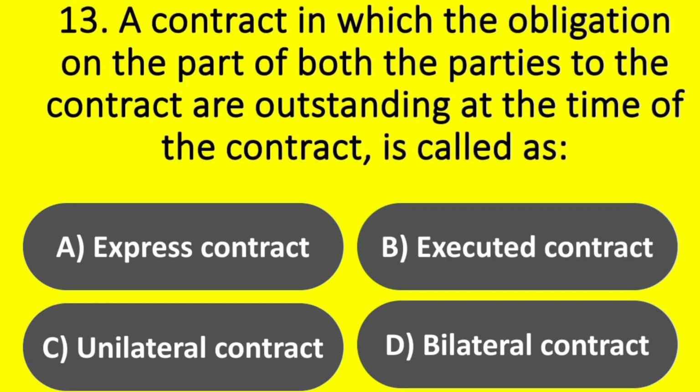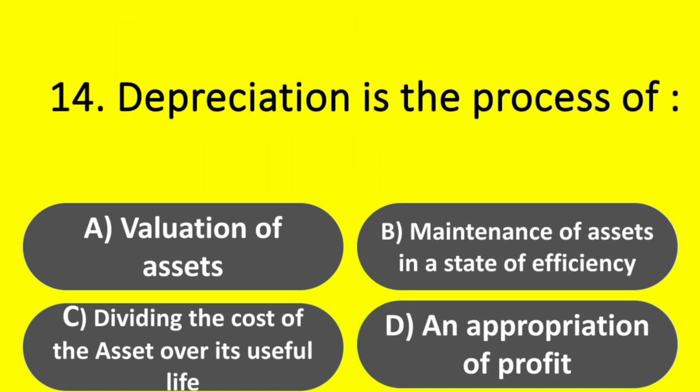Question. A contract in which the obligations on the part of both the parties to the contract are outstanding at the time of the contract is called as: option A, express contract; option B, executed contract; option C, unilateral contract; option D, bilateral contract. Answer: option D, bilateral contract.